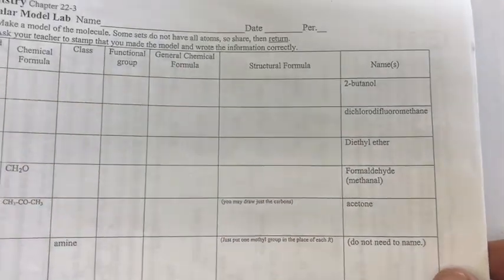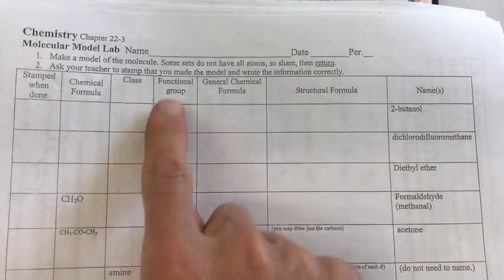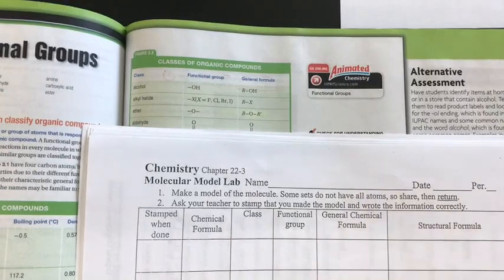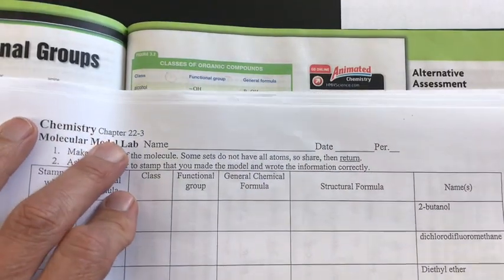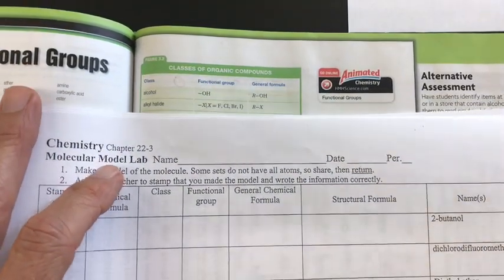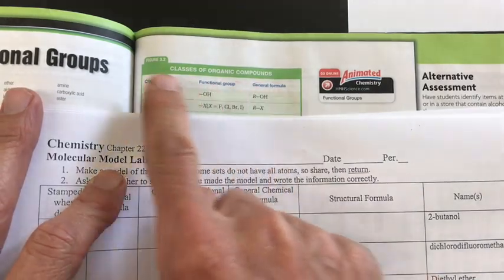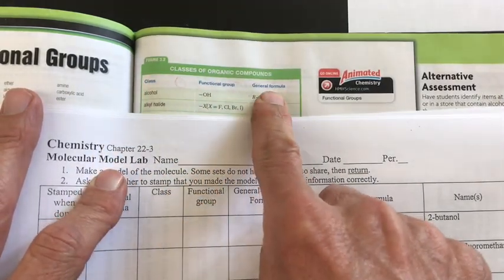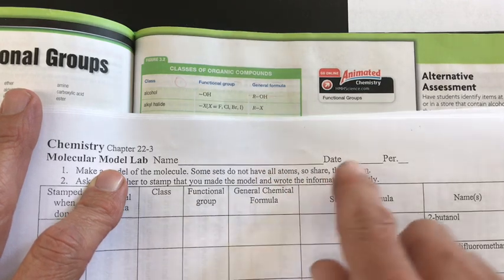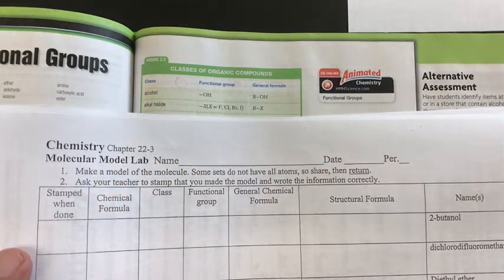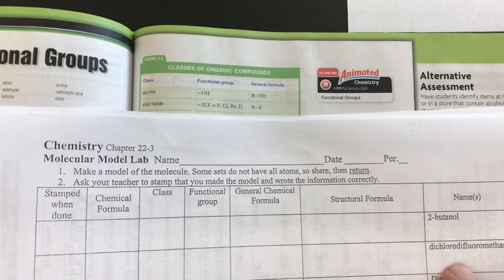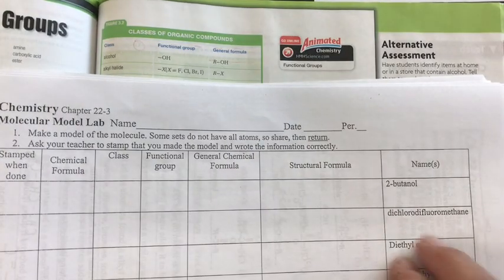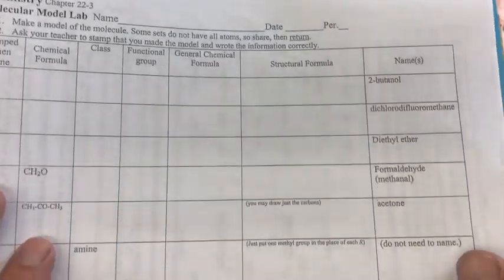And in this chart, it says class, functional group, and general formula. Well, what's that? If you look in your book, you'll see that it lines up exactly with the table. So here's class, functional group, general formula. You can put those in here for the appropriate molecule as they're named. That's what you need to do.